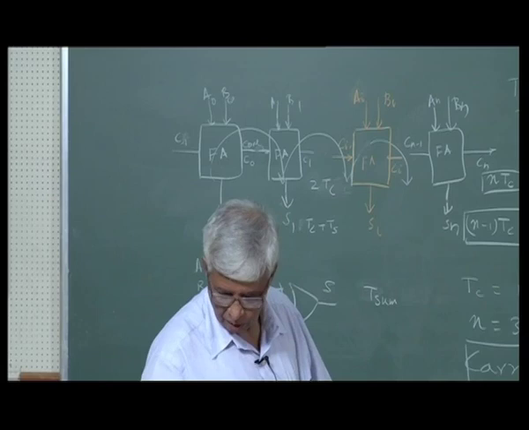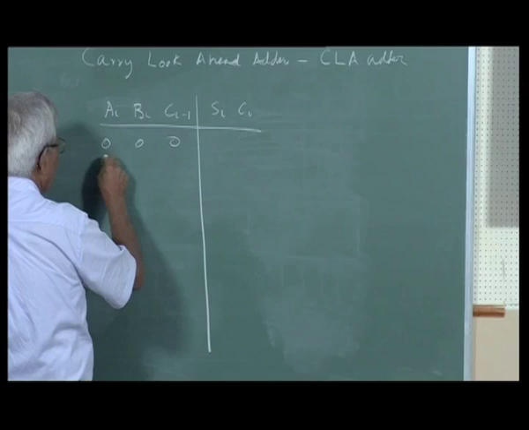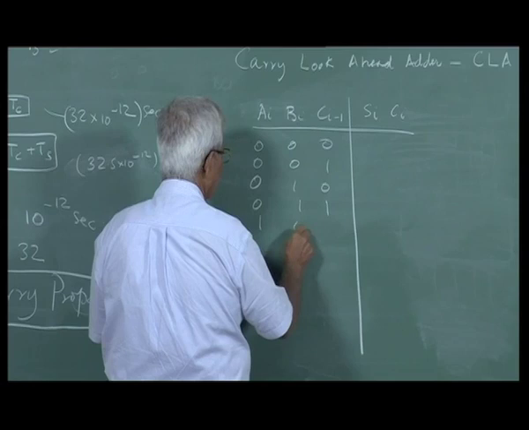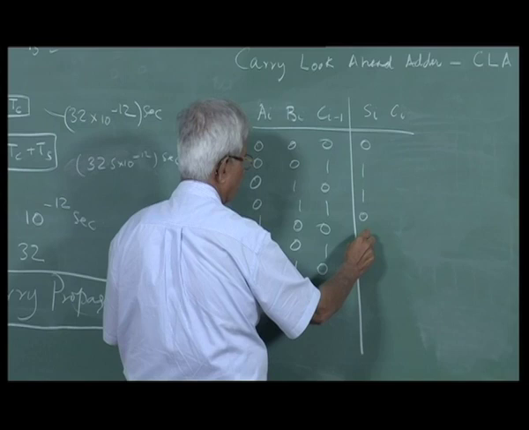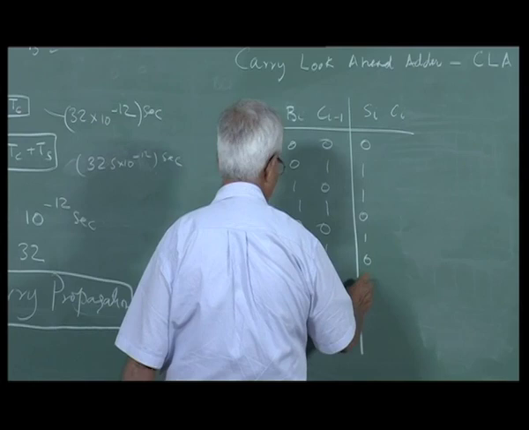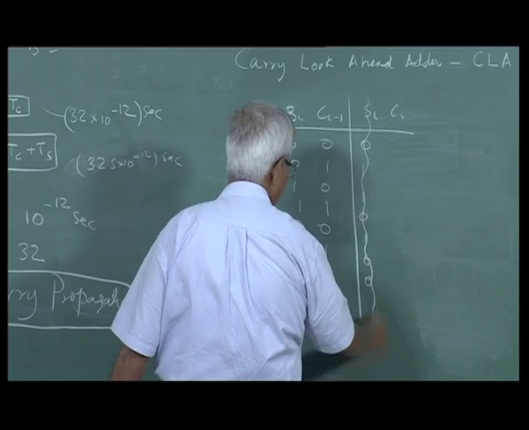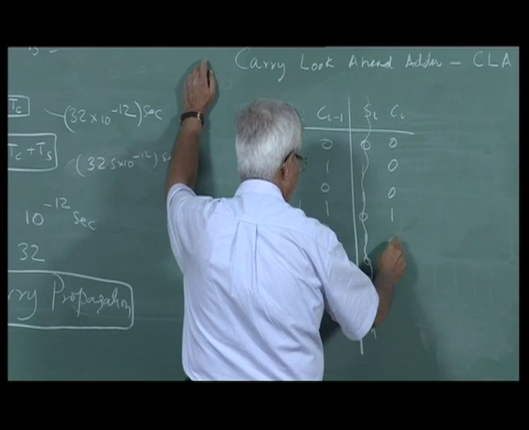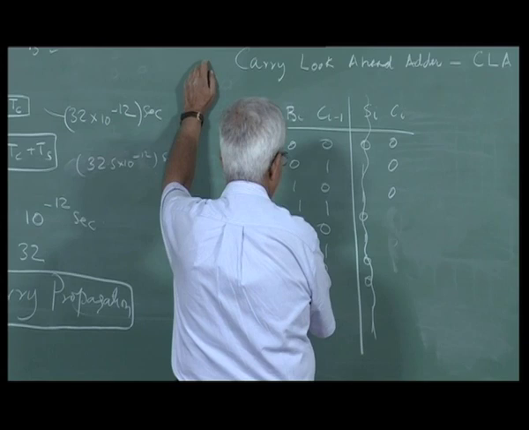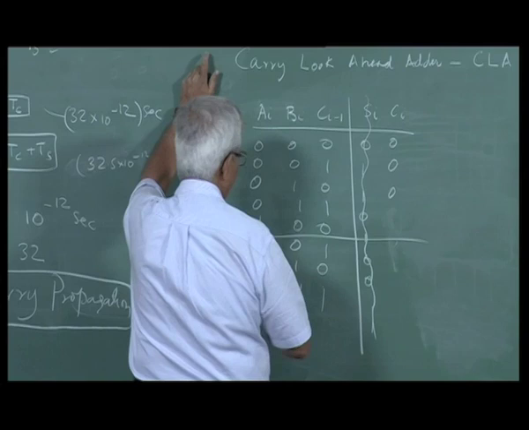So the Ai, Bi, Ci-1 can be 000, 001, 010, 011, 100, 101, 110, 111. I am not interested in the sum. Even though the sum is there, I am not interested in that. I am interested in carry now. Carry would be... I think I missed one. Okay, sorry.